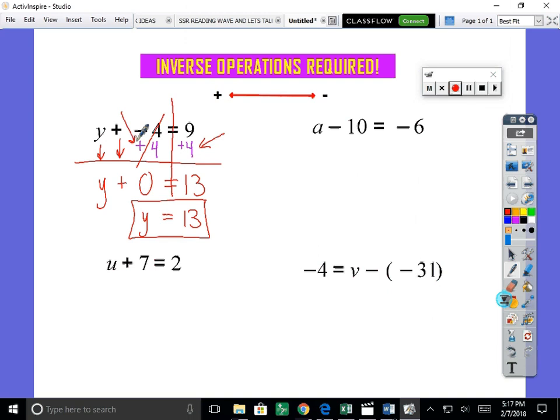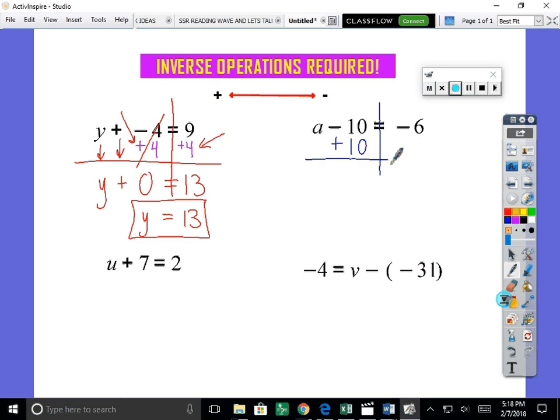I'm going to take a look at this next problem here for you. And I noticed it says a take away 10 equals negative 6. Well, I noticed something. The king, or my variable, lives on the left side this time, so I only care about the things on the left side of this equal sign. Well, they're trying to take something from my king. They're trying to create a problem. They're taking away 10 things. Well, the opposite of taking away 10 things is adding 10 things. So if I see that they're subtracting, I'm going to add. If I see that they're adding, I'm going to subtract. That's the idea behind inverse or undoing operations.